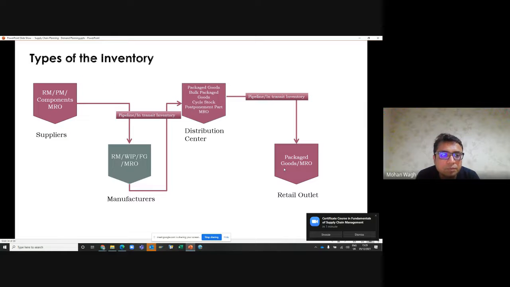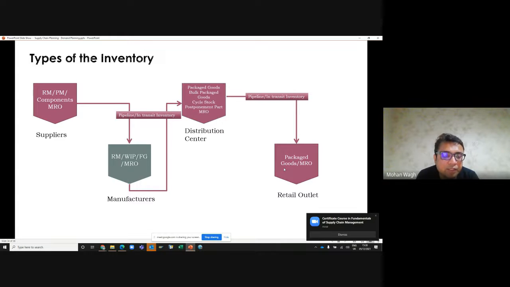Now let's understand what are the various types of inventory. When we start to talk about the raw material or the packaging material or the components or the MROs, MRO stands for maintenance, repair, and operational things. For example, your nuts, bolts, screws, or oils, lubricants, all those things generally used for the machineries, lab supplies generally. So all those fall under this category.